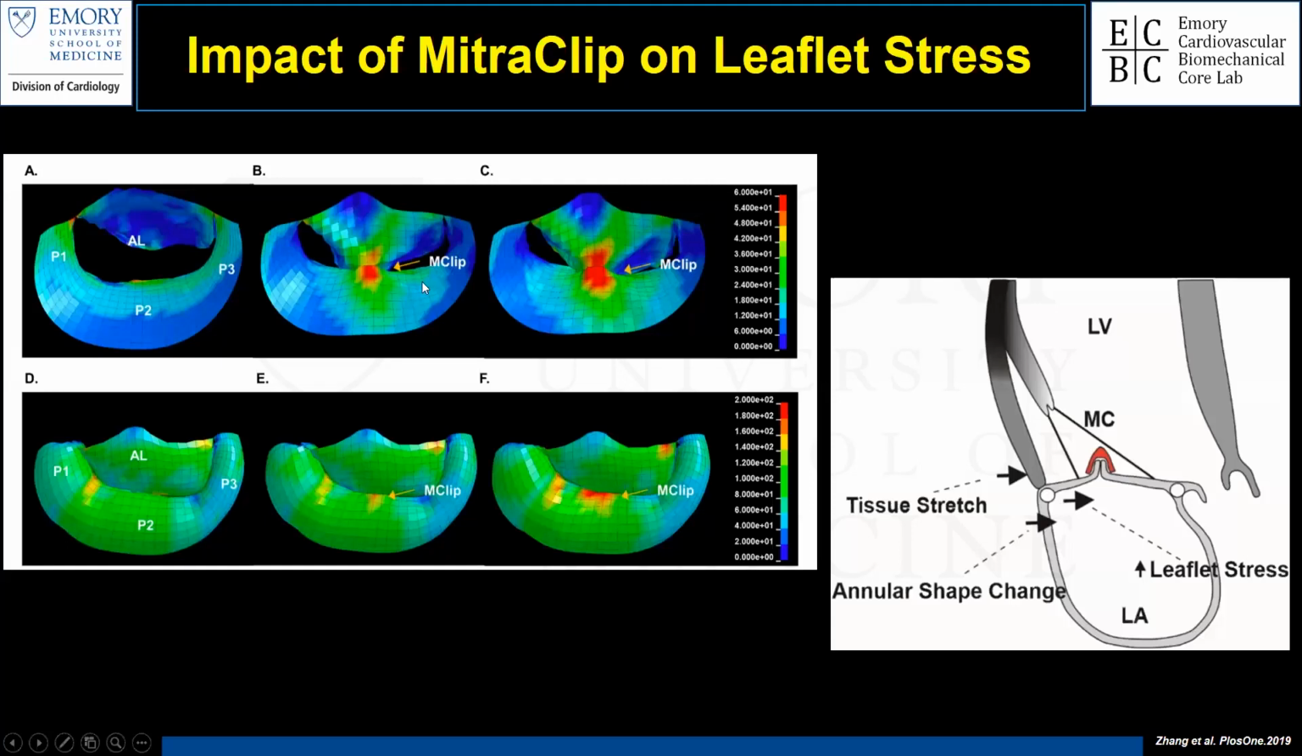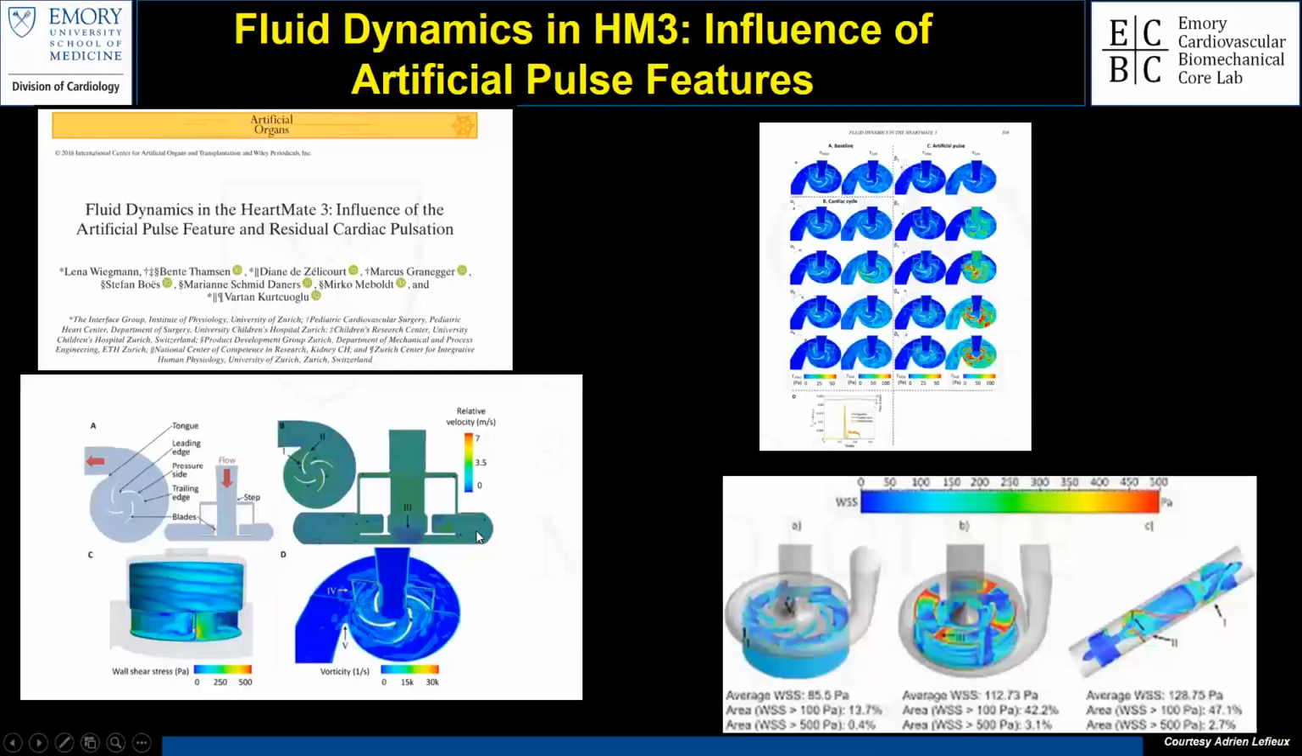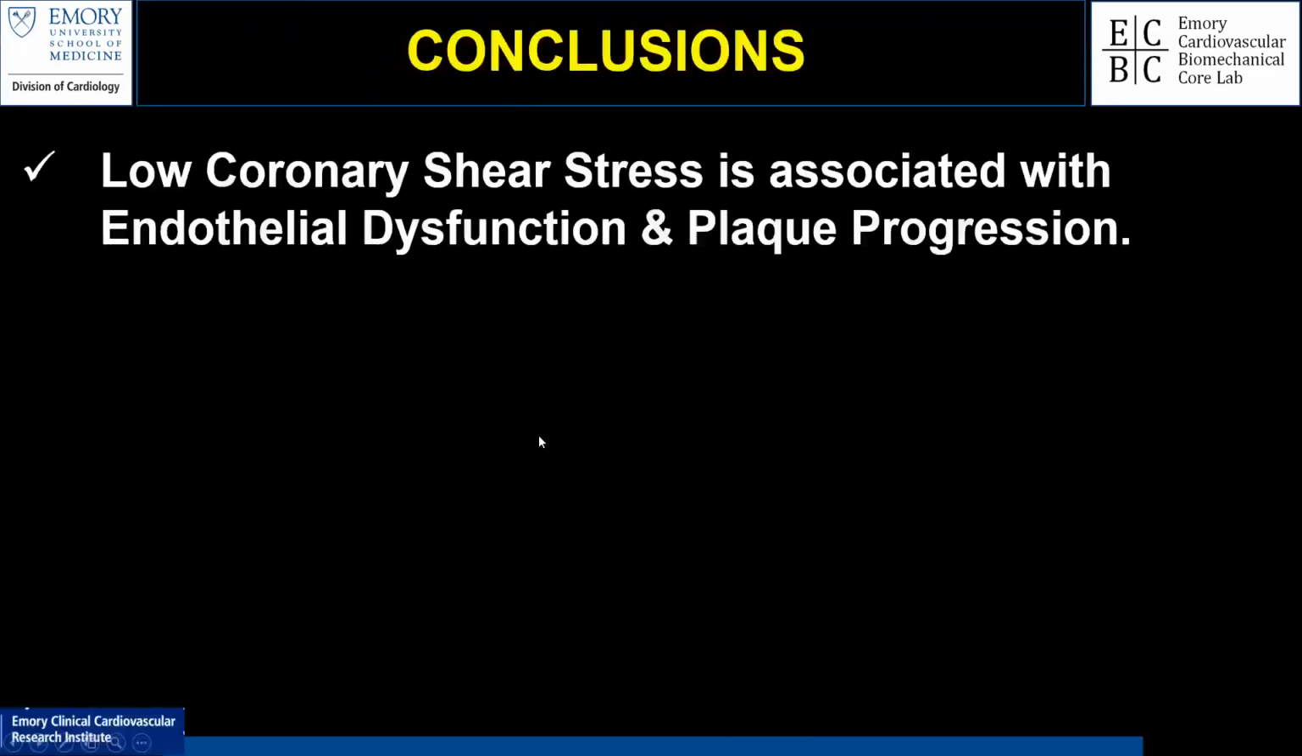Computational imaging is being used to test out the impact of mitral clips on leaflet stress. Computational imaging can help us pre-plan optimal mitral valve implantation strategies. Computational diagnostic methodologies were used to test our newer VAR technologies.